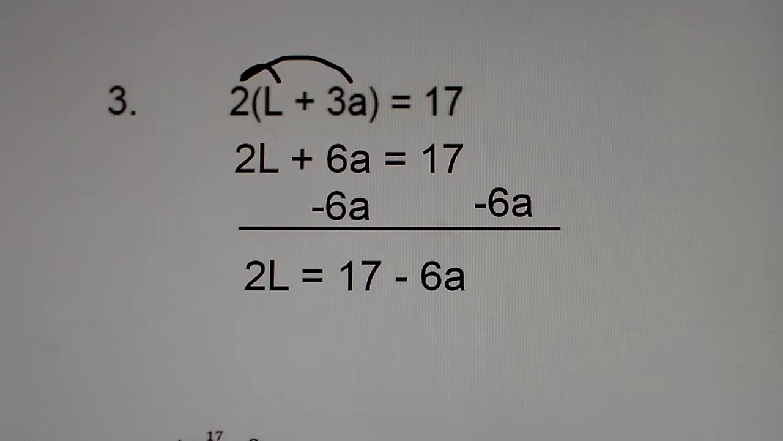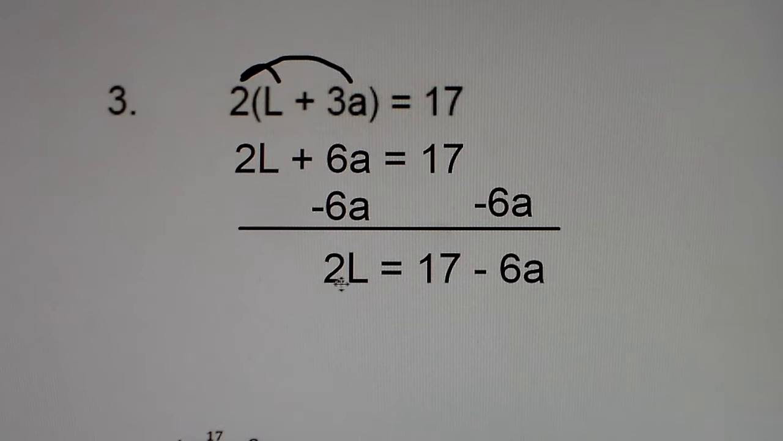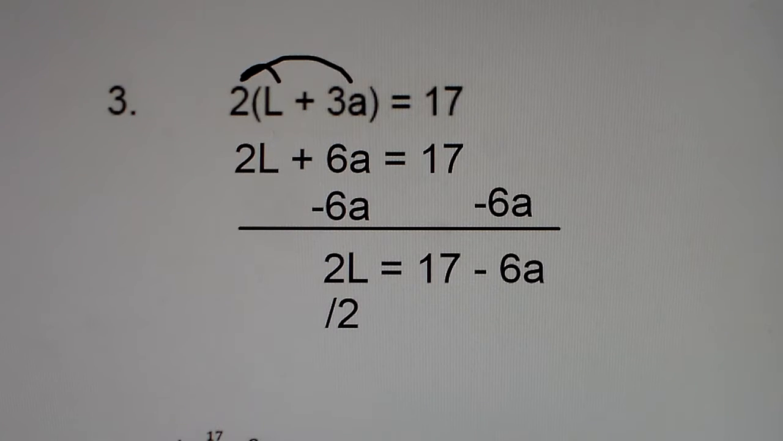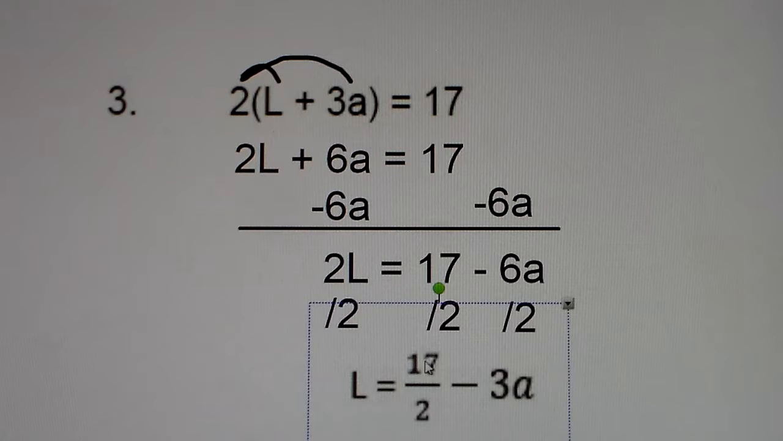Now L is almost all by itself. We just have to get rid of the 2 in front. This is 2 times L, so we divide by 2 to get rid of it. And we divide by 2 to everything on the right-hand side. We divide 17 by 2, and we also divide negative 6A by 2. When we do that, we get 17 over 2, written as a fraction, and then negative 6A divided by 2 is negative 3A. L is now all by itself, and that's our goal, to get L all by itself.